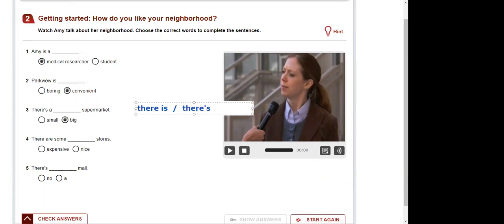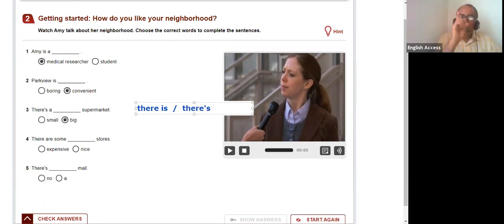We use "there is" when we are talking about only one thing. There is a mall. There is one supermarket. Or an OXXO, there is an OXXO. One thing only: there is. Number three. Number four, there are some.